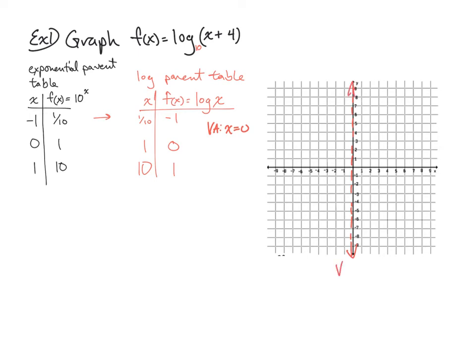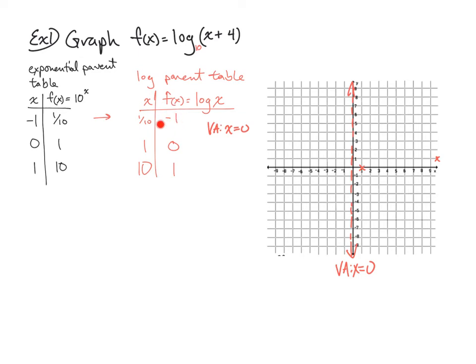There we go, vertical asymptote, x equals 0. And we're going to graph these a lot like we did with the exponential table. I always graph these points first, the one without the fraction, because those are going to be the easiest. So let's see, that is (1, 0), which is right here. I've got (10, 1), which is way over here, and I have (1/10, -1).